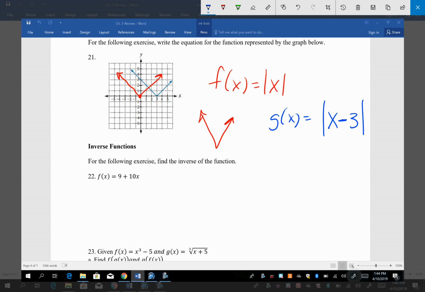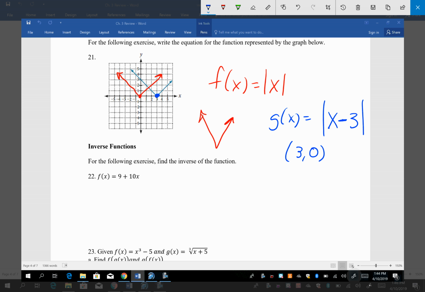Here's something you can do to check. This point is what? What is this ordered pair right here? 3, 0. So when you plug in 3, you must get 0. 3 minus 3 is 0. What's the absolute value of 0?